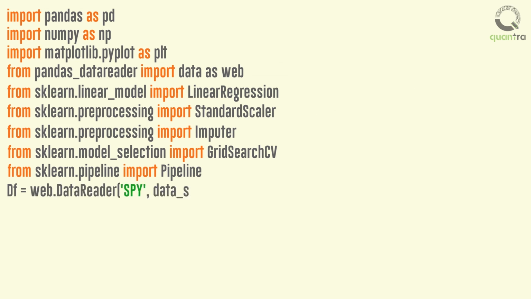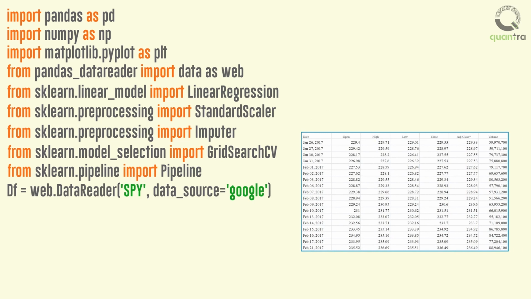The symbol for this fund is SPY. If you want to get data for a specific time period, then you would need to specify the start and end parameters as the starting and ending dates for that time period. Then we will select only the OHLC values from the data and save it in a data frame called df.